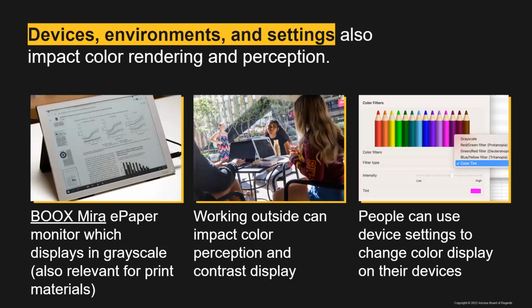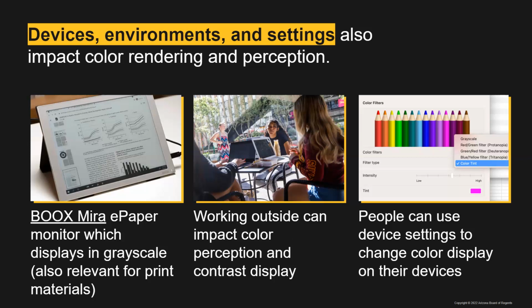The other thing here is that devices, environments, and settings also impact color rendering and perception. So even just the colors on this laptop that I'm using versus the laptop I use day to day, those are very different versus what's being projected here on the screen. There's differences there. But the first image I have of the Booksmira e-paper monitor, which displays in grayscale, this is just an example of why not use color alone. Some people might use a grayscale monitor. They might be printing this. And so if you don't have something other than color, people might not be able to understand what you're communicating.